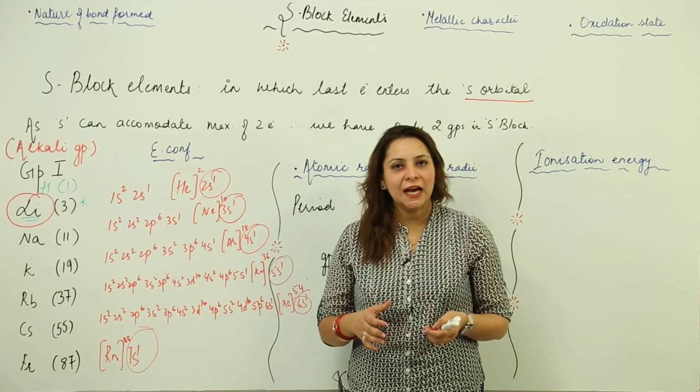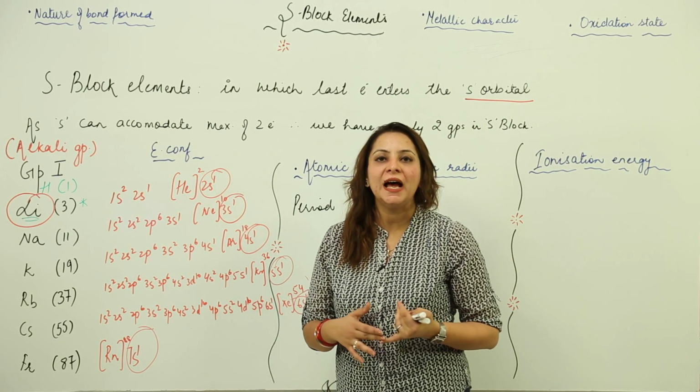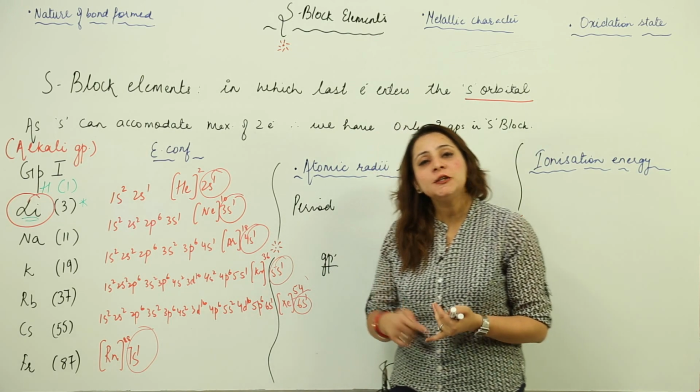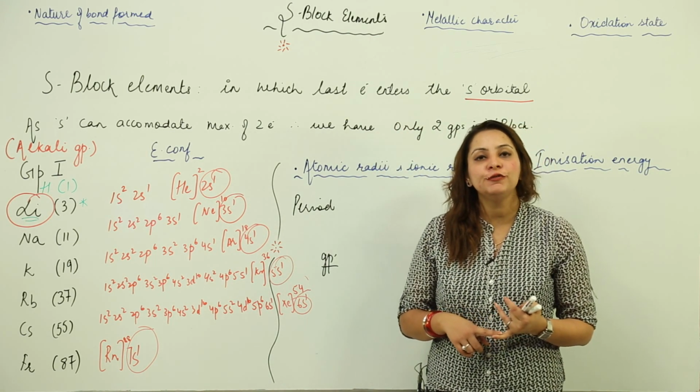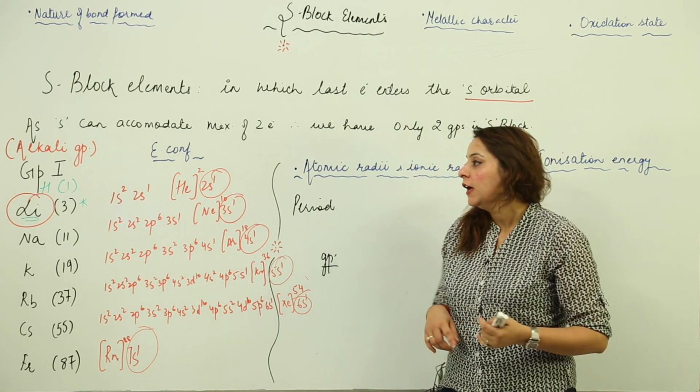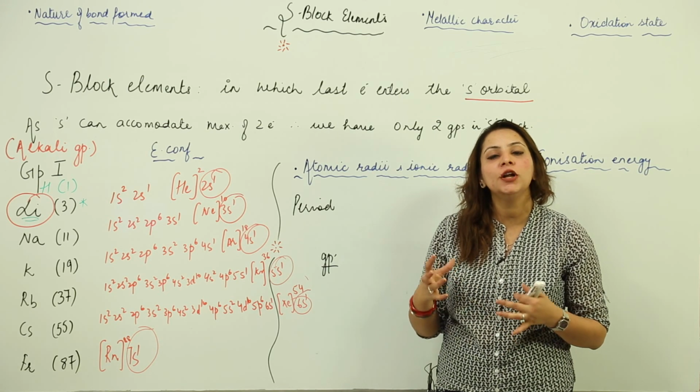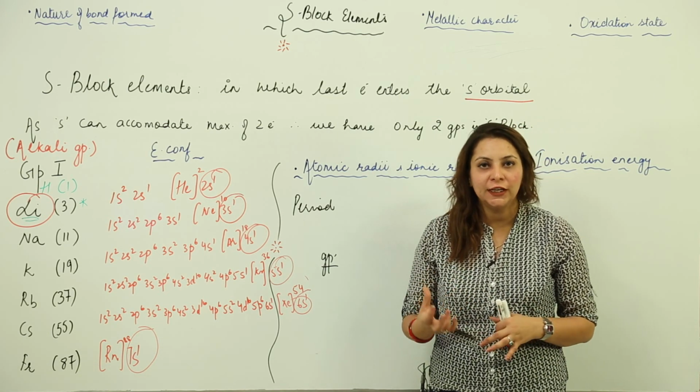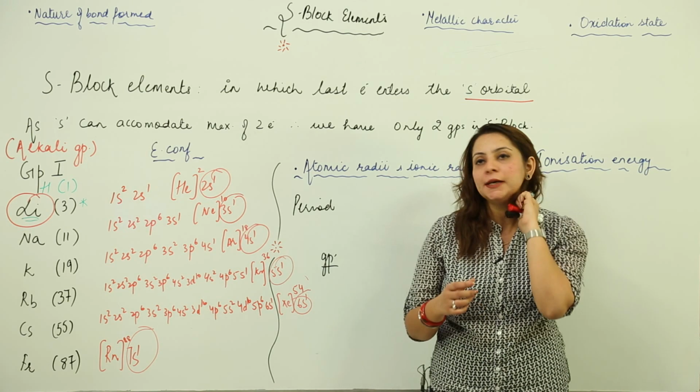Now we are going to start with the properties of the first group, that is the alkali group. So the first property we will be taking into consideration will be electronic configuration, because whenever we start with the properties, all the properties just revolve around the electronic configuration. So this is the basic property.